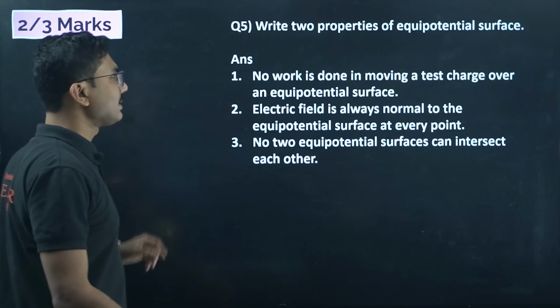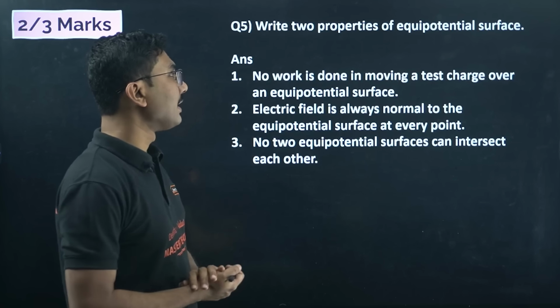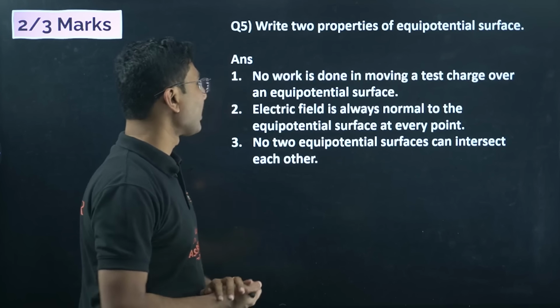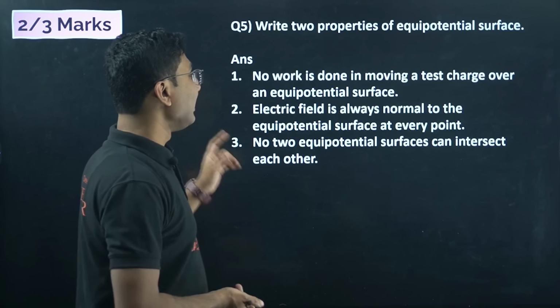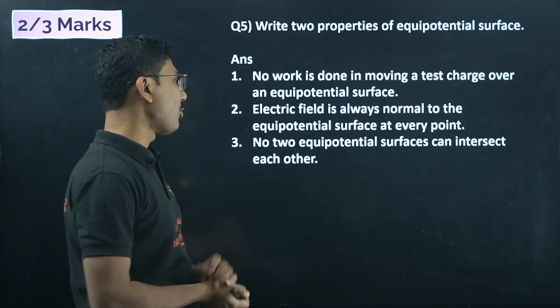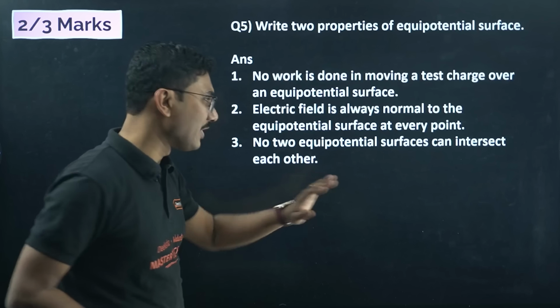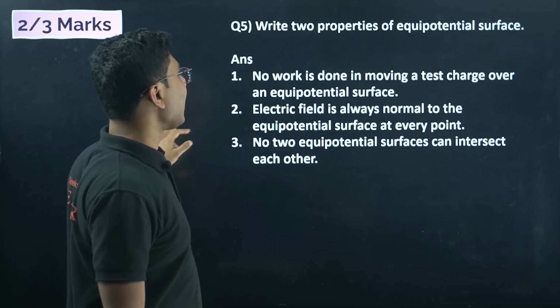Next, write two properties of equipotential surface. No work is done in moving a test charge over an equipotential surface. Electric field is always normal to the equipotential surface at every point. No two equipotential surfaces can intersect each other. So this is very important and easy to remember as well.